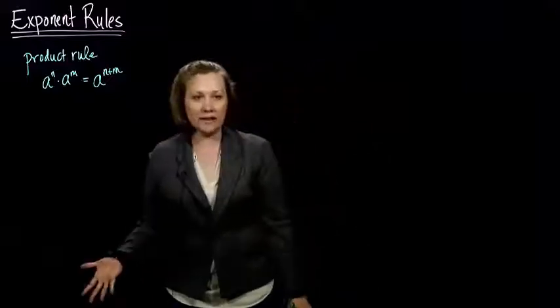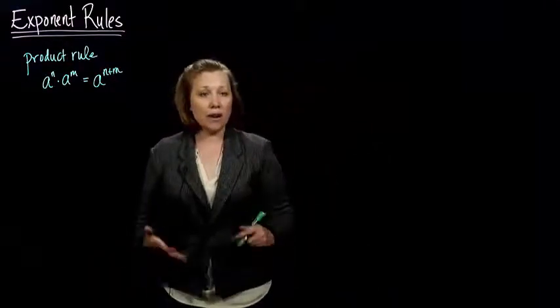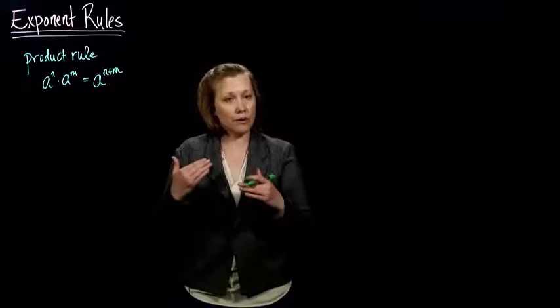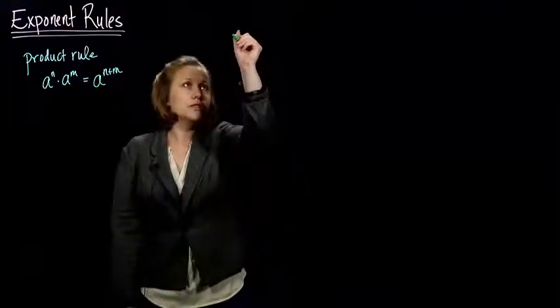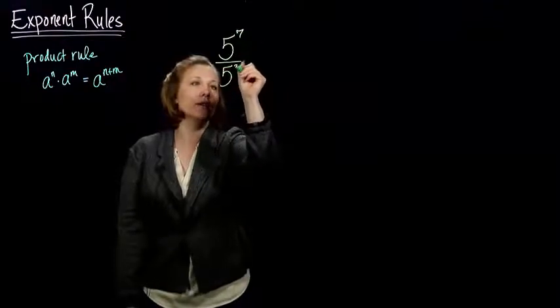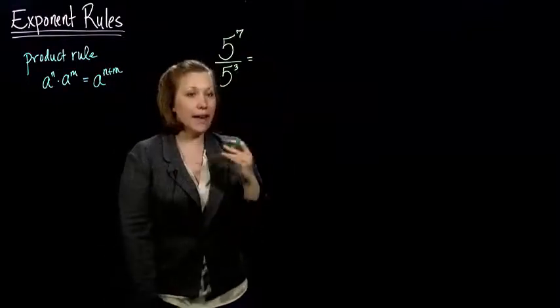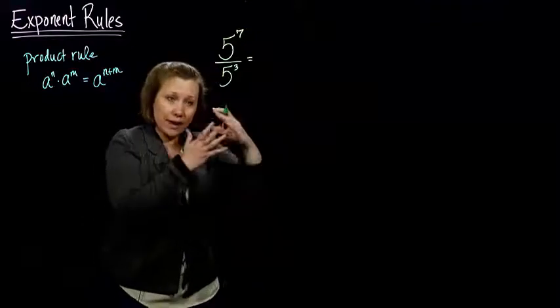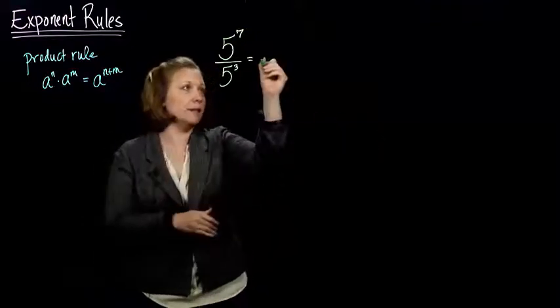All right, so on to the next rule. Now we're going to talk about what happens if you have two things with exponents being divided. So, for example, if I gave you 5 to the 7th over 5 to the 3rd, well, again, with exponents, you can always write it out as multiplication and see what happens.